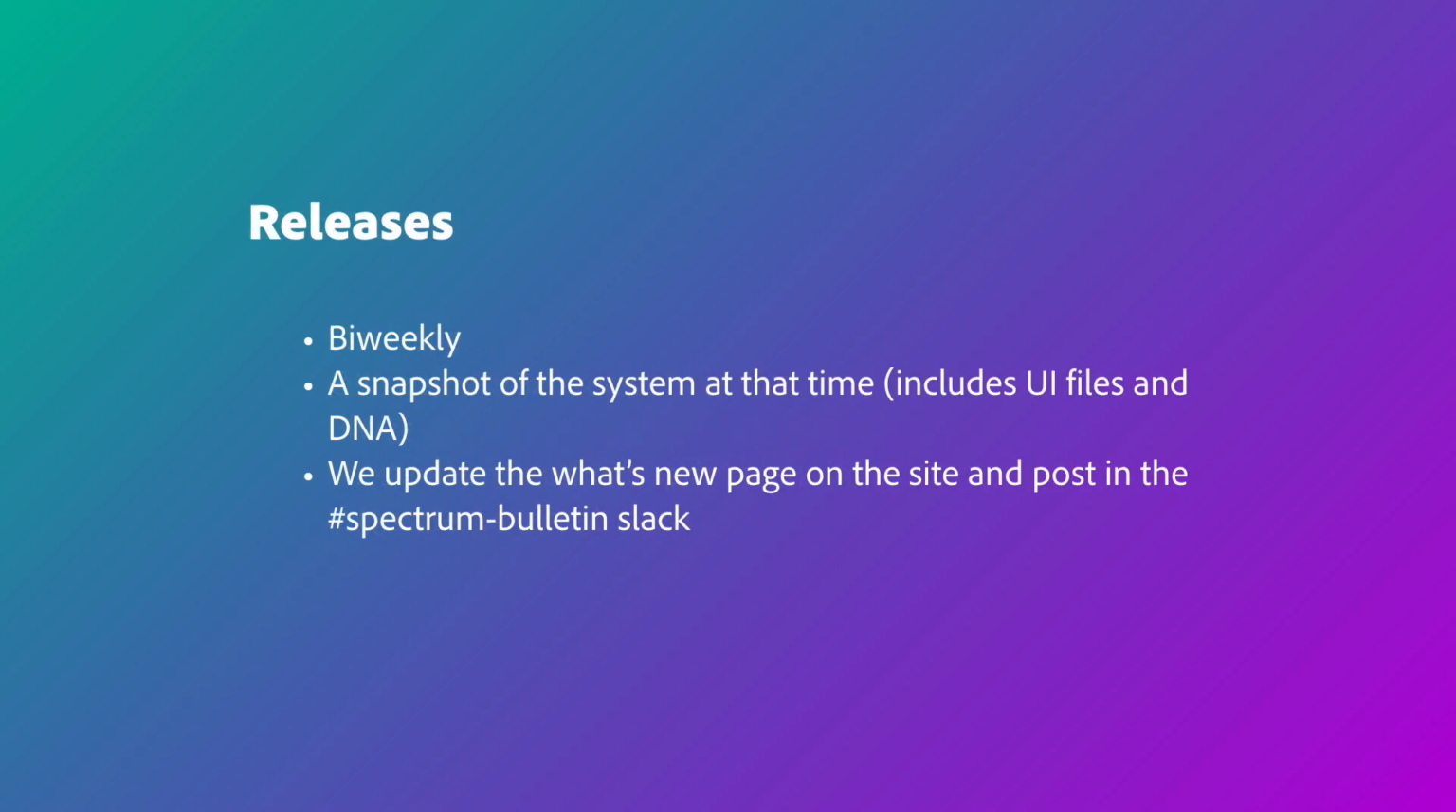So we release bi-weekly. Our release is essentially a snapshot of the design system at that time. So our UI files, our DNA. We don't actually archive the website, so the website is actually always up to date. We may start doing that later, I'm not sure. It's still super new. And we have a script that updates the what's new page on the site. It takes a couple of bullets and makes the template and releases that. And then notifies everybody in the Spectrum Bulletin Slack room.